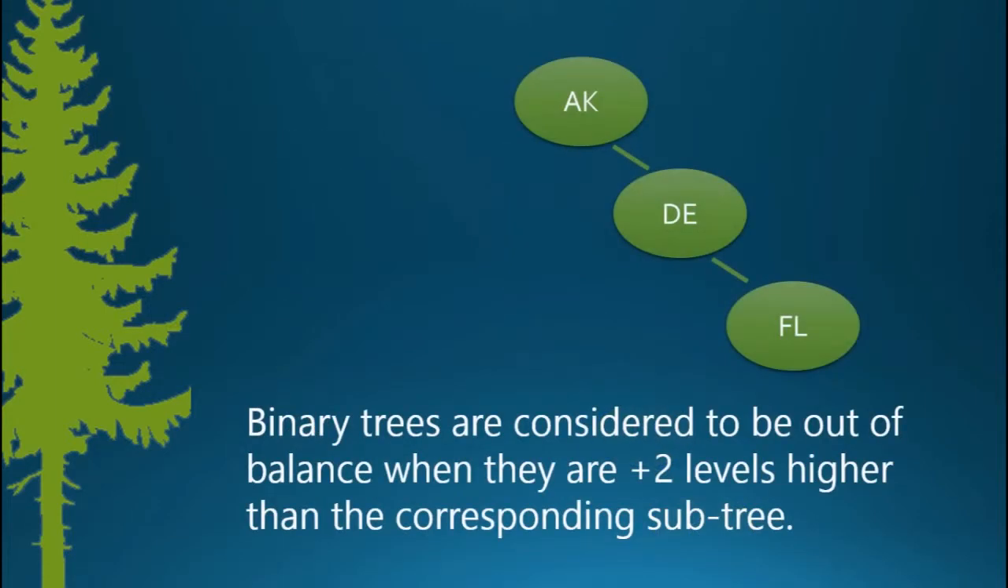A binary tree is considered to be out of balance when the levels, that is the number of subnodes down the list, are 2 or more levels higher than the corresponding subtree. In other words, Florida would be the furthest we would want to go from Alaska when we begin to call this list out of order.